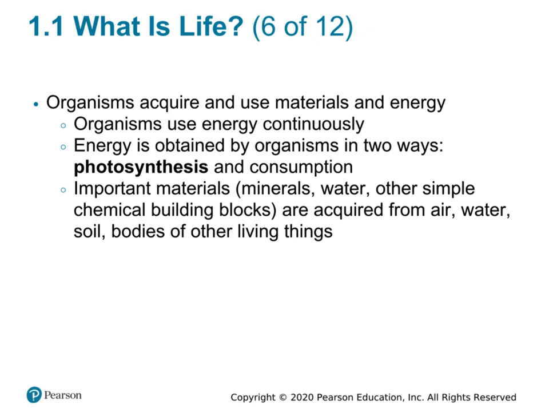What about organisms being able to acquire and use materials and energy? Well, a lot of energy is obtained from the sun, like plants using that sunlight to carry out photosynthesis and make sugar. Other organisms have to consume their nutrients in order to obtain energy, but organisms use this energy continuously to maintain stable internal body conditions. It's also important that organisms take in minerals, water, and chemical building blocks like the amino acids that make up protein, and simple sugars that make up carbohydrates. All these things can be garnered from their environment.